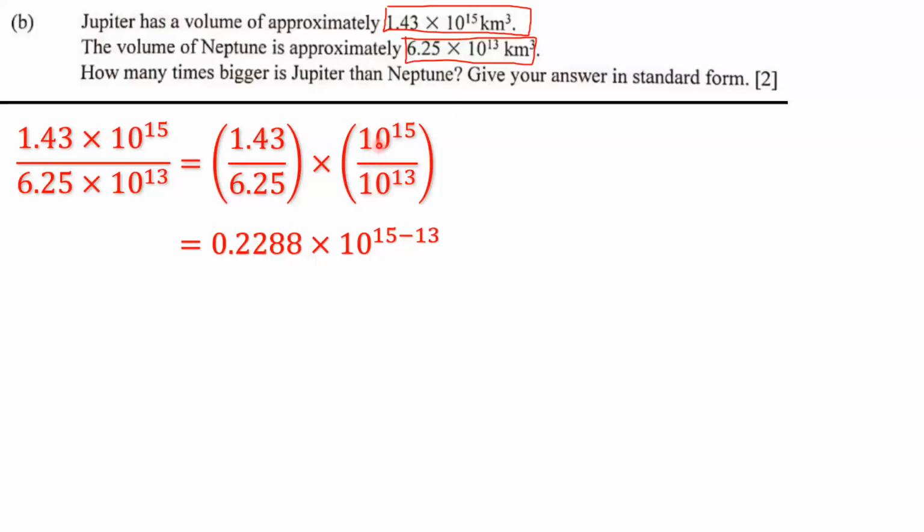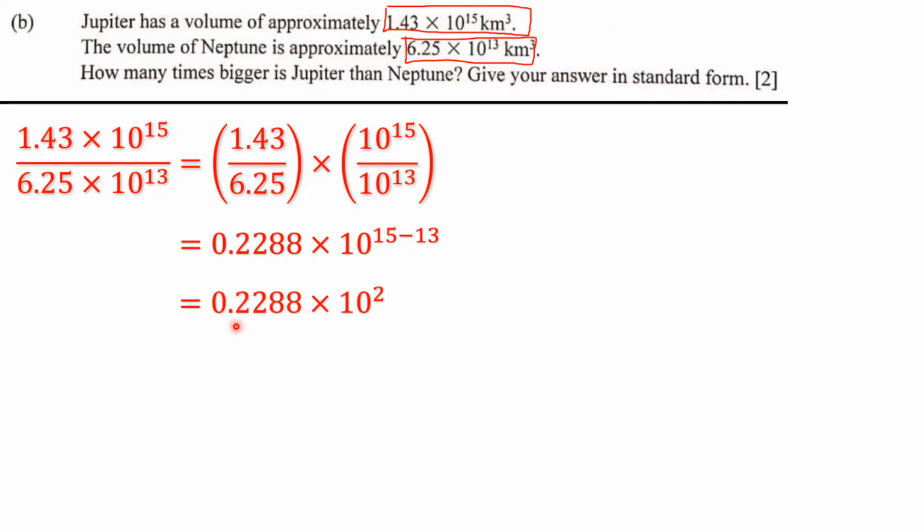Notice that these two numbers are base 10, and when we're dealing with two numbers that are base 10 and we are dividing them, all we need to do is subtract the powers. And so we have 15 minus 13. So we have 10 to the power of 15 minus 13, which is going to be 2. And here we have 0.2288 times 10 to the power of 2.